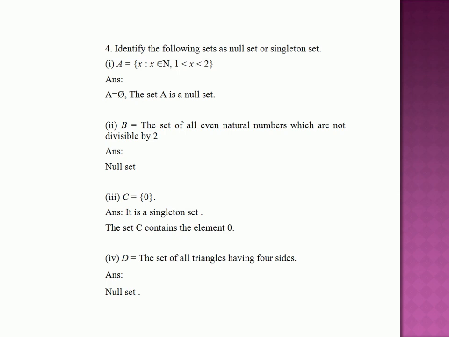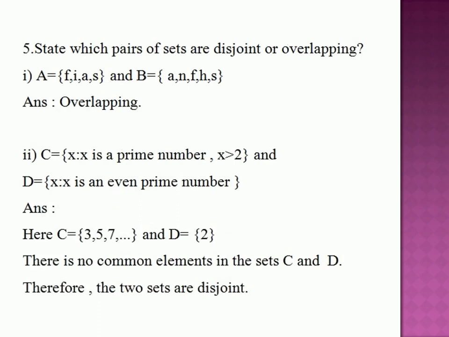Fourth subdivision, D equal to the set of all triangles having 4 sides. Triangles have only 3 sides. Here they are asking triangles having 4 sides. So it is a null set. Fifth sum, state which pairs of sets are disjoint or overlapping. I already told you in the definition, disjoint means there are no common elements between the two sets. If any one element is common in both the sets, it is overlapping.